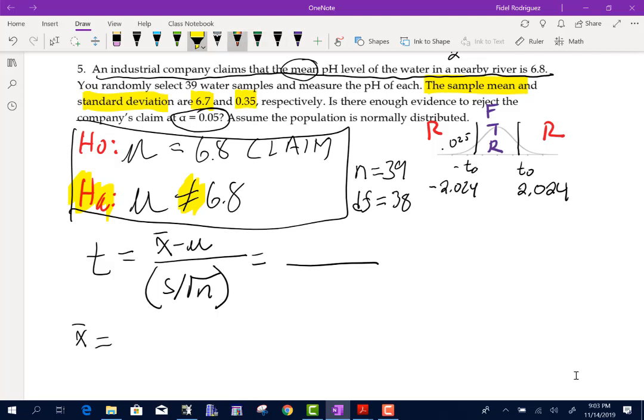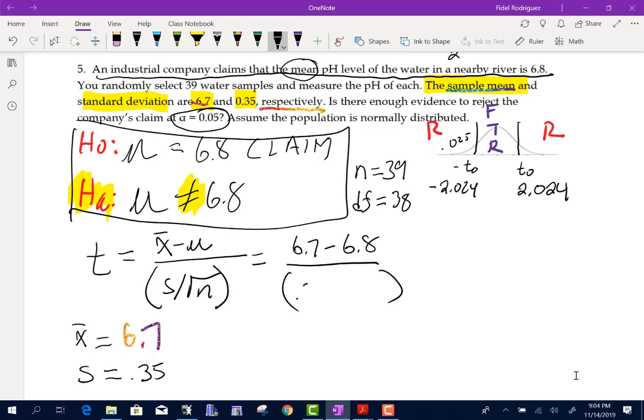So I know we're not in English class here, but when they say respectively, what they're saying is that the sample mean is going to be the 6.7. And then the s is going to be which one? 0.35, okay? All right, so let's write it right here: 6.7 minus 6.8, divided by 0.35 divided by the square root of our n. Our n was 39? Okay.